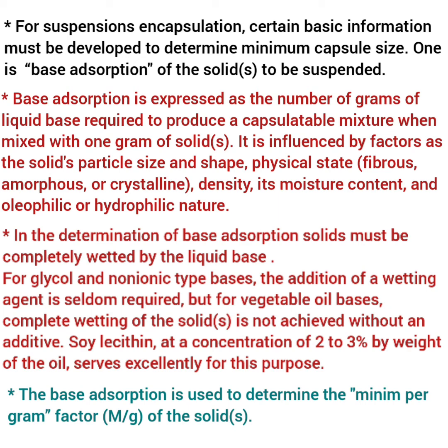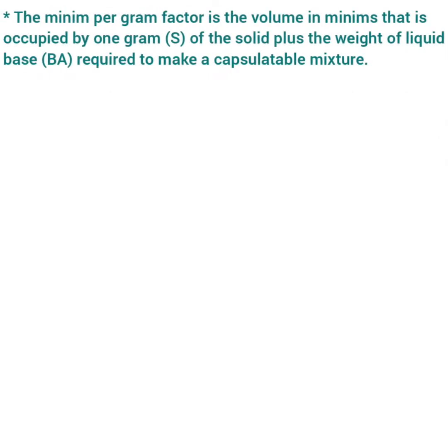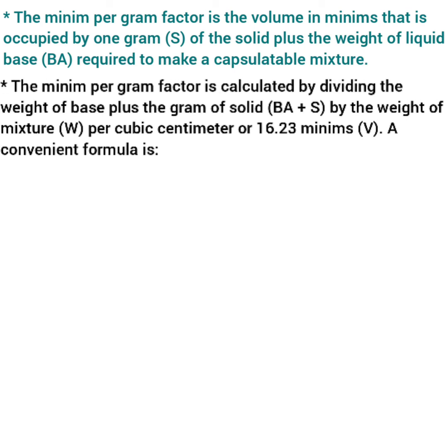Base adsorption is used to determine the minim per gram factor of the solids. The minim per gram factor is the volume in minims occupied by 1 gram of solid plus the weight of the liquid base that is required to make a capsulatable mixture of the solid. The minim per gram factor is calculated by dividing the weight of the liquid base plus the weight of the solid, Ba plus S, by the weight of the mixture per cubic centimeter, multiplied by 16.23 minims. A convenient formula is Ba plus S upon W into V is the minim per gram factor.